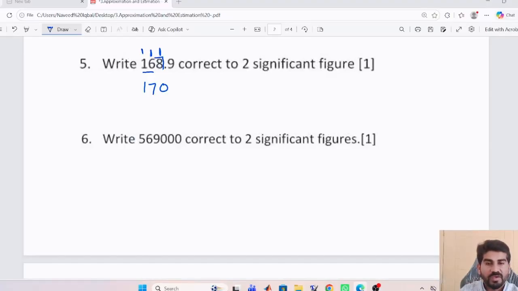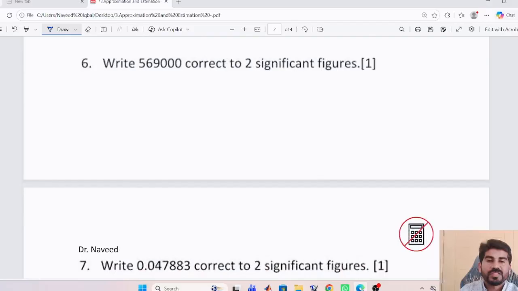Now 17, 1 and 7, they are significant, and 0 is not significant. Then after, there is no need to write this number in decimal. When we write this in decimal, then the 0 after the decimal will also be significant. So 170 is the approximated value having two significant figures.